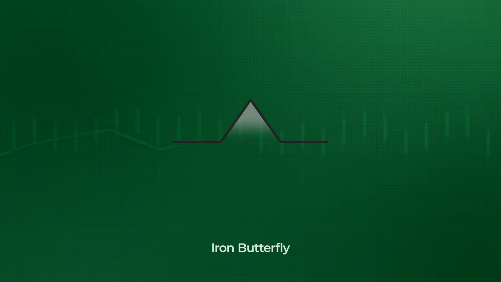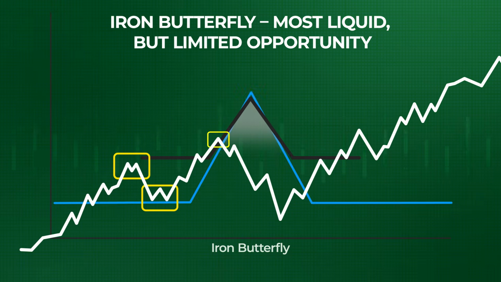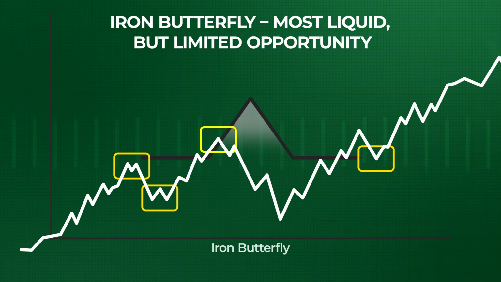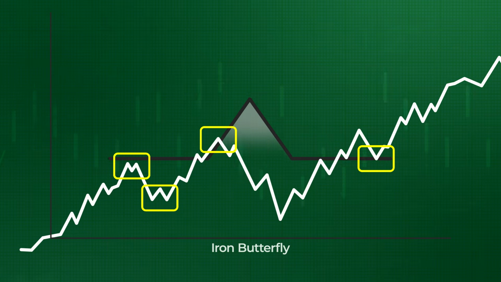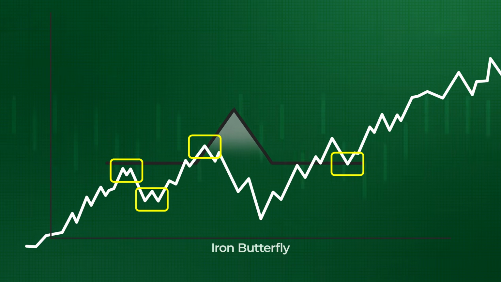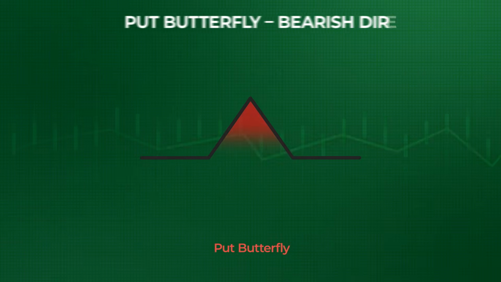First, let's see the iron butterfly. This one behaves a lot like the call and put versions, but it's built from a bull put spread and a bear call spread, so it's a net credit trade. It's the most liquid butterfly, which is why traders typically place it at the money. But as we saw earlier, those flat periods are rare. Liquidity doesn't equal effectiveness.